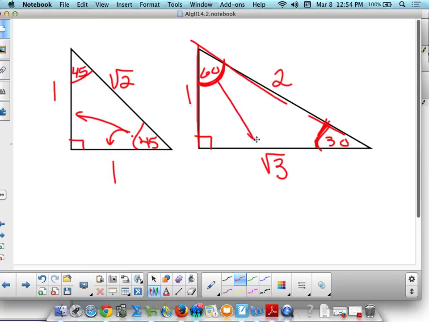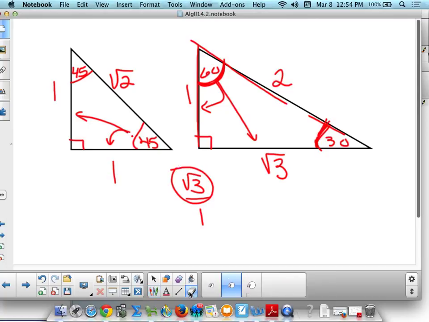Ready? Opposite. Square root of 3 over adjacent 1. Is the square root of 3 over 1 the square root of 3 over 3? I don't think so. I think this is just the square root of 3. You have the square root of 3 over 3. It's not 60. It's what? 30. It's probably going to be 30.